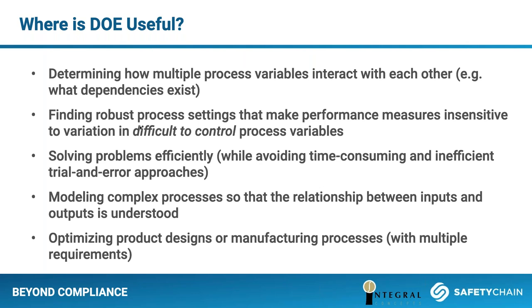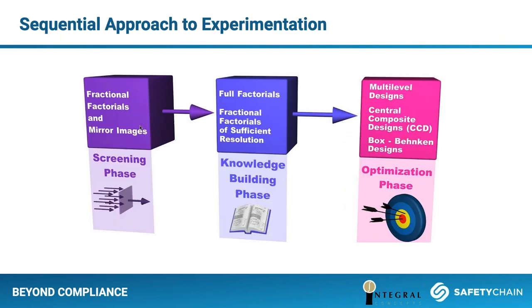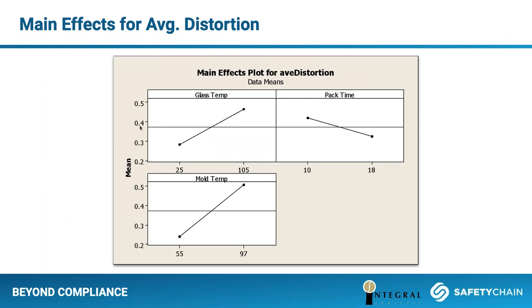I'm going to jump ahead because you can always read how DOE is useful all over the place. But one thing I just want to understand is the key idea of interactions. And the key idea behind interactions is the following. A lot of times people will do an experiment. This is an example where we're doing an experiment to minimize distortion. On the vertical axis is distortion, and distortion is bad, so the lower, the better. And let's say anything above 0.4 is terrible, and the less we are under 0.4, the better.